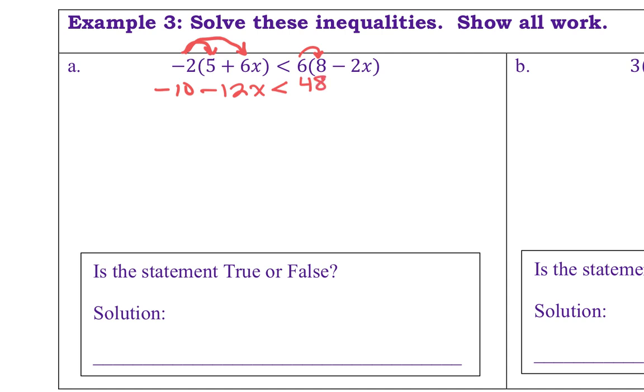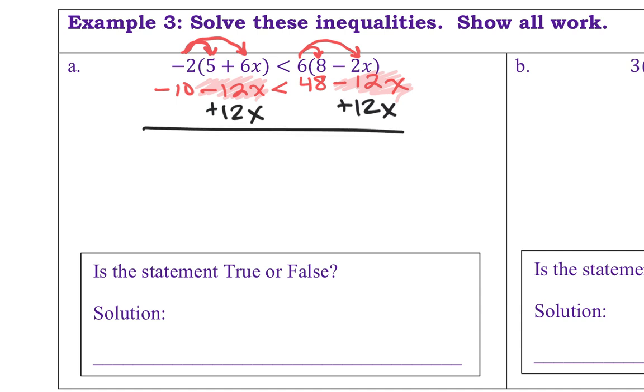6 times 8 is 48. 6 times -2 is -12x. All right. So now let's go ahead and put the x's together. And just like we did on the last unit, what happens when we put those x's together? They're going to cancel out, right? If I add the 12x to both sides, they're going to cancel out. So this is going to be on the back side of today's assignment. On the back side, this is where the special cases could be, okay? Not on the front side, on the back side. All right, so these cancel out, which is okay.